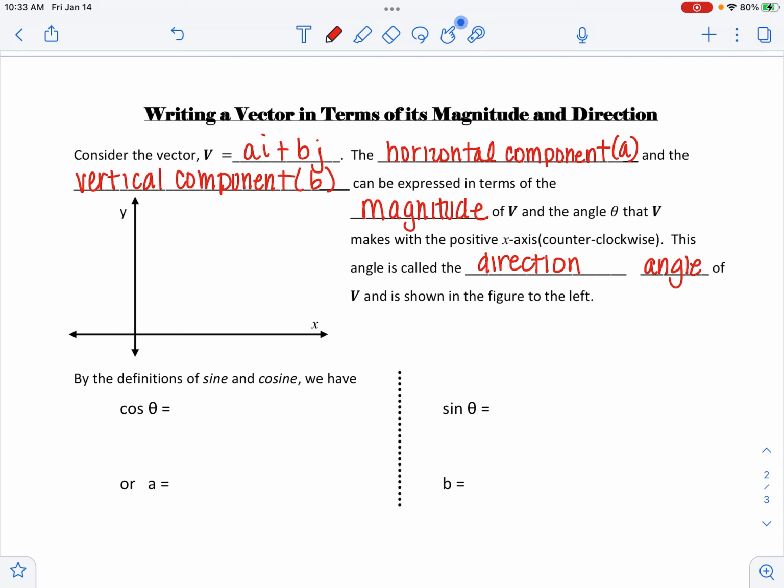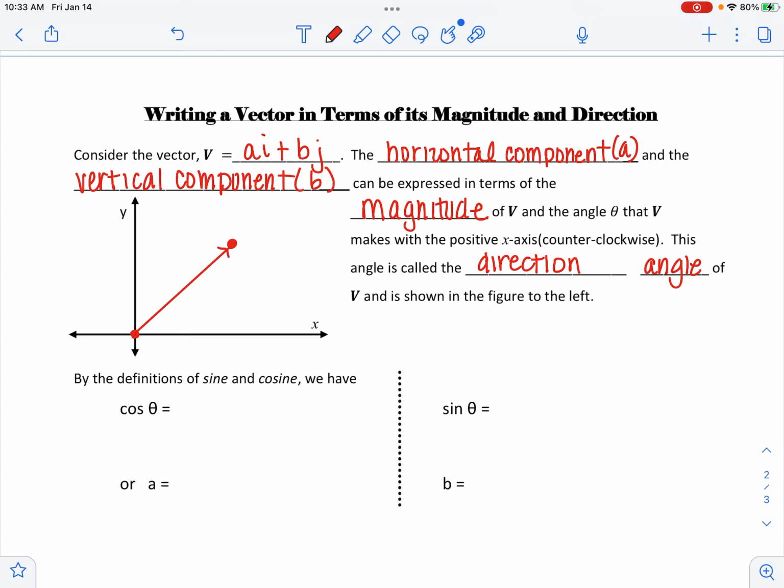Of V, and it is shown in the figure to the left. Well, we have to draw it. All right, so let's draw a position vector, which starts at 0, 0, and then there'll be another point out here where it ends at, right? We're going to just use the first quadrant, and let's show the direction like so.